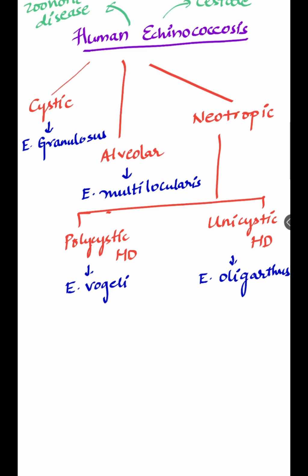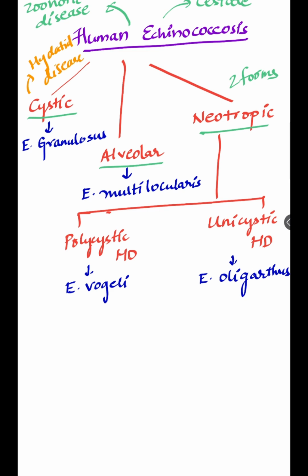It generally occurs in four forms. What are they? Cystic echinococcus, alveolar echinococcus, and two forms of neotropic echinococcus. The cystic echinococcus is caused by Echinococcus granulosus, and this is also called Hydatid disease.